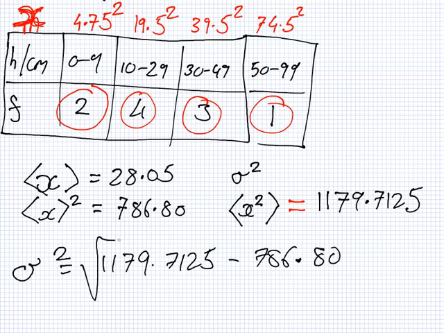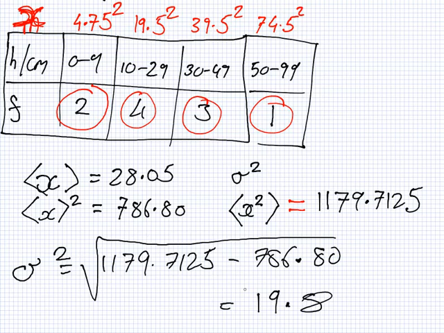Right, so we square root this, let's see what we get. 1179.7125 minus 786.80, square root the answer, and we get 19.8. Okay, you have that? Yeah.